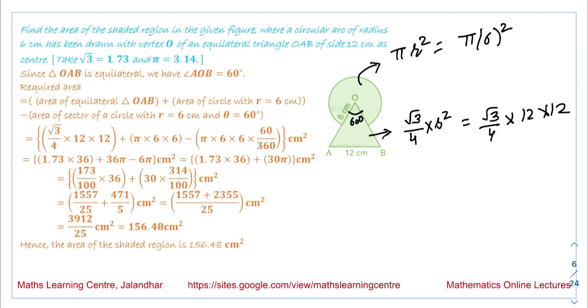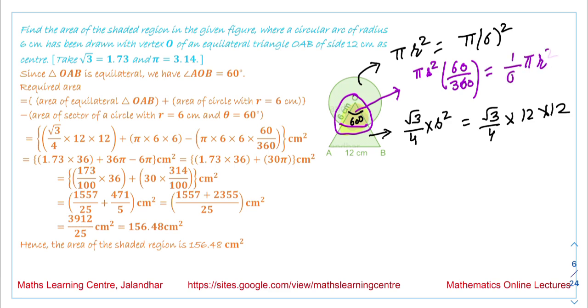Now, when we are talking about the area of this whole circle, this portion is covered. When we are talking about the area of this triangle, this portion is covered. So basically this portion is covered twice, so we are subtracting the area of this portion from the whole answer. The area of this portion will be pi r square into 60 by 360, that comes out to be 1 by 6 pi r square.